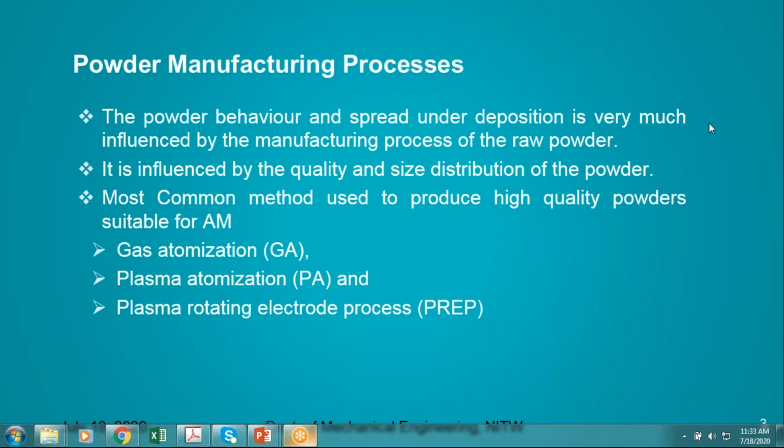Whatever the quality and the size distribution, that is also very important when you are choosing the powder. Generally, especially for the additive manufacturing process, the suitable processes for powder production are the gas atomization process, the plasma atomization process, and the plasma rotating electrode process. These are the three major processes we use for powder production in additive manufacturing.